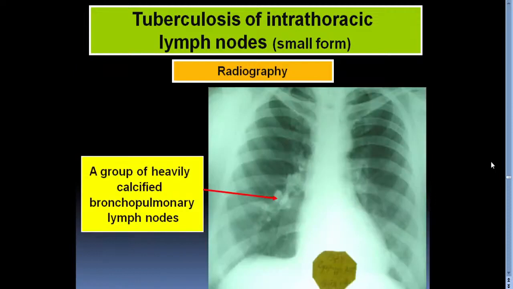On this X-ray, we can see small dense lymph nodes also along the bronchus. This is a group of heavily calcified bronchopulmonary lymph nodes, localized in the lung tissue along the small bronchus.